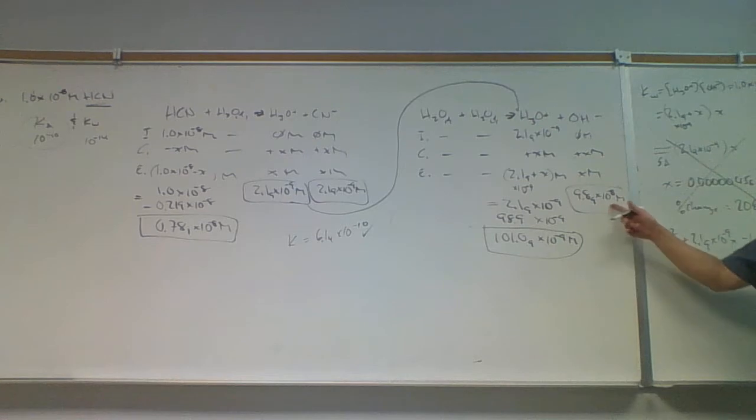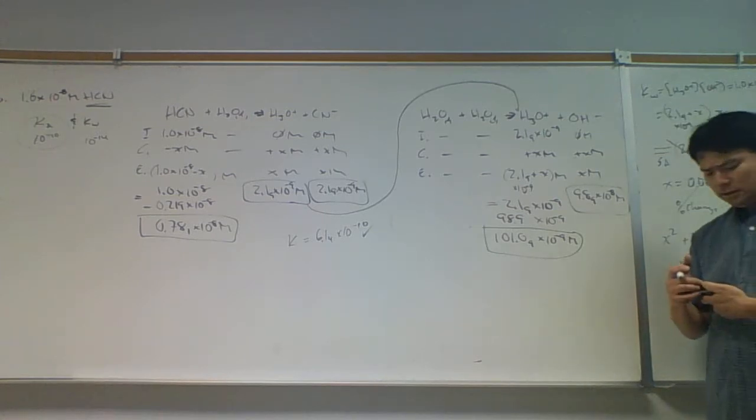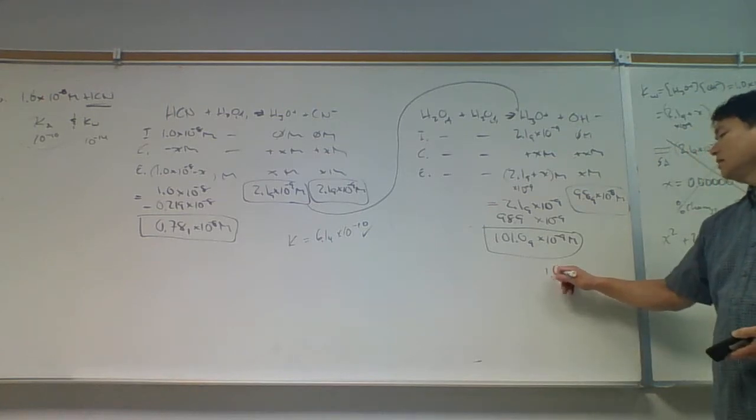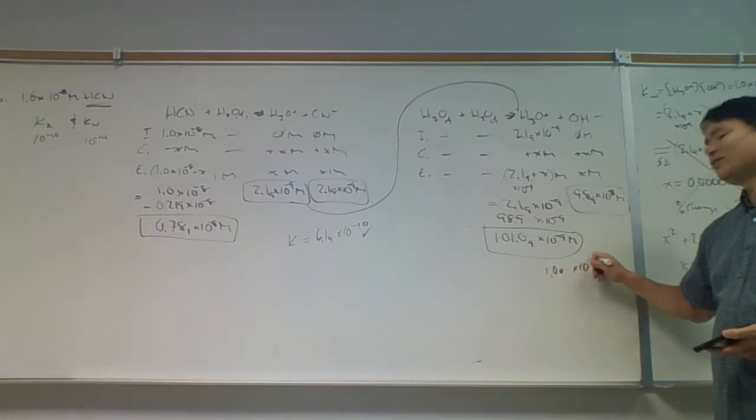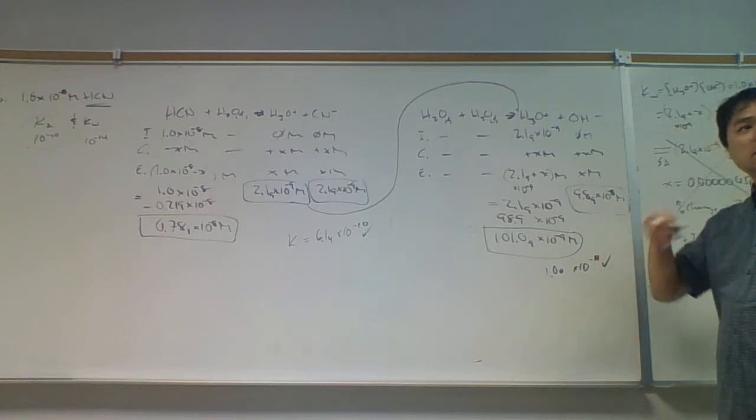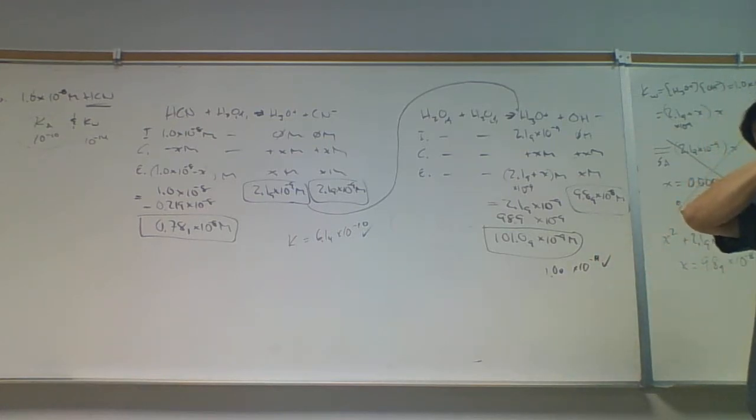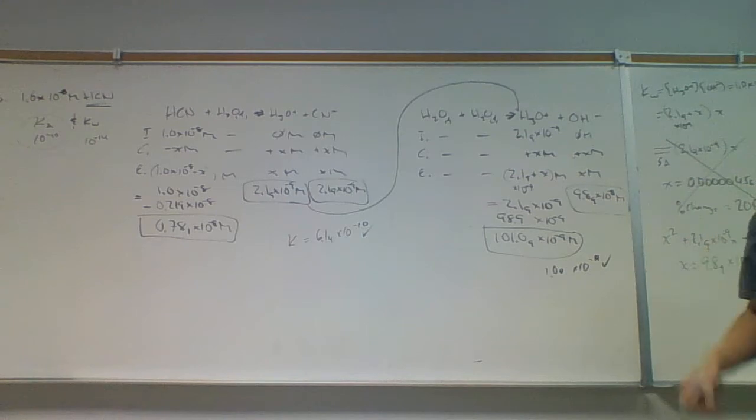Times 9.89 times 10 to the minus 8. 9.89 times 10 to the, let's see, 3, 6, 9, 12, 13, 14. This comes out good: 1.00 times 10 to the minus 14. That's good. That's right on there, right? That's right on. So, what should we do next?